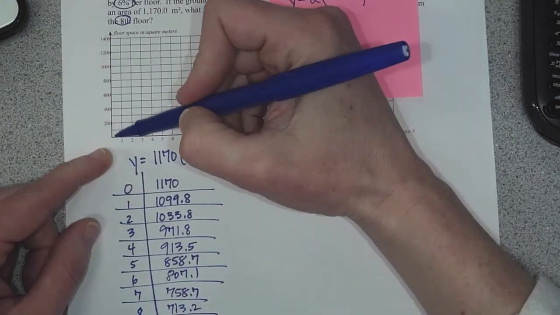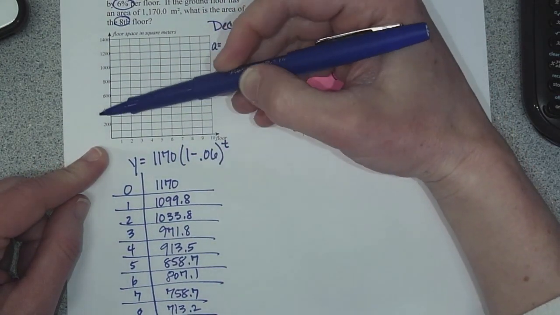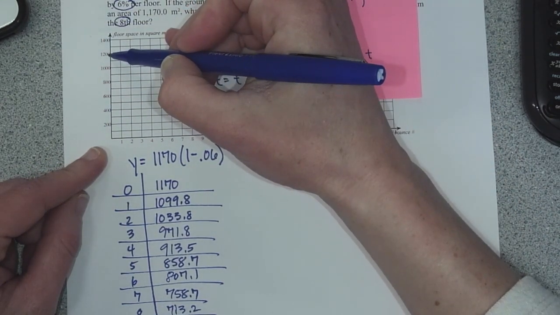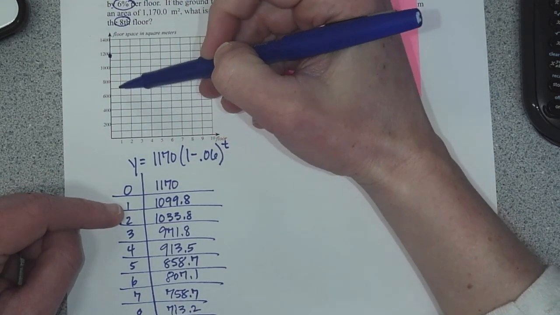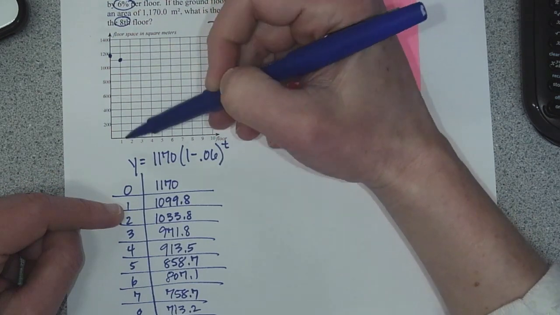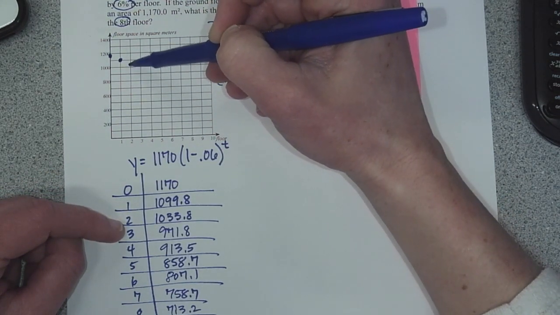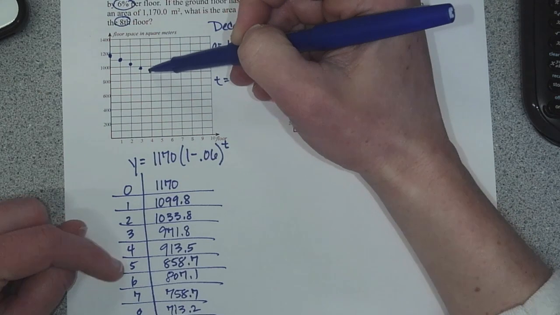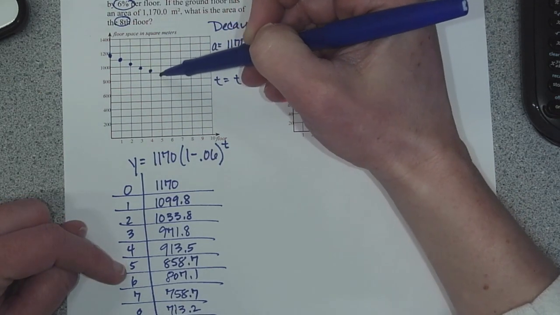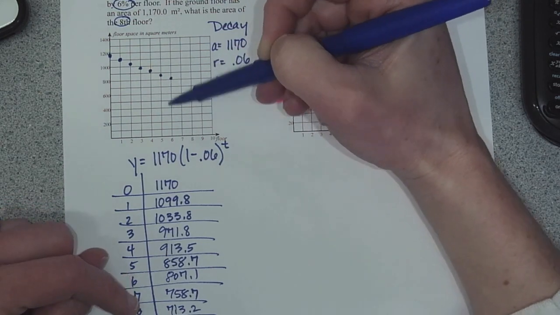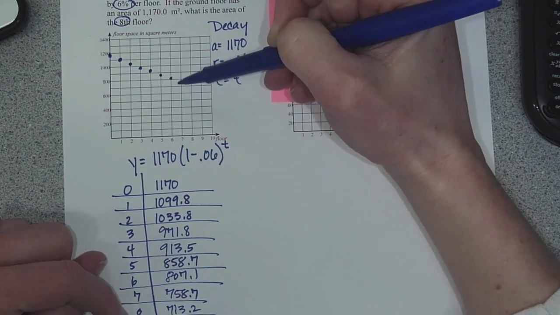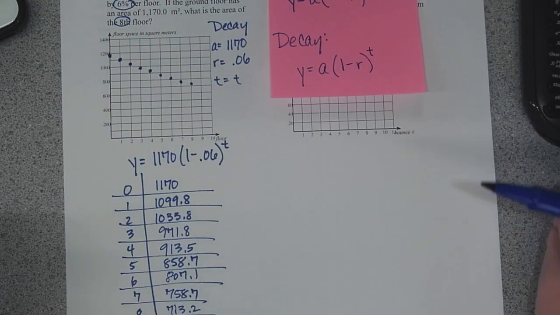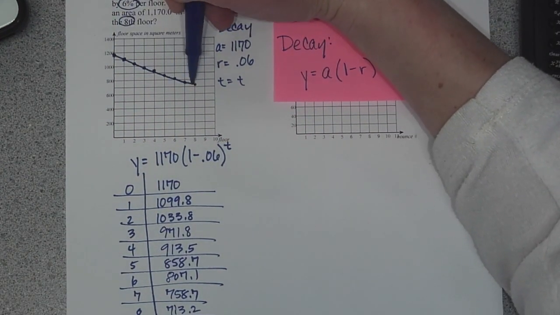Okay, so 0, what are we counting by first of all? Looks like 1's down here, and then 100, 200, 300, 400, and so on. So 0, 1170 is going to be up here. And then 1, 1099 is basically 1100. So let's put that there. 2, 1033, something like that. 3, 971. 4, 913. 5, 858. 6, 807, 7, 758, and 8, 713. Right there. And that's all you got to do. Okay, connect your dots, and you are done with that one.